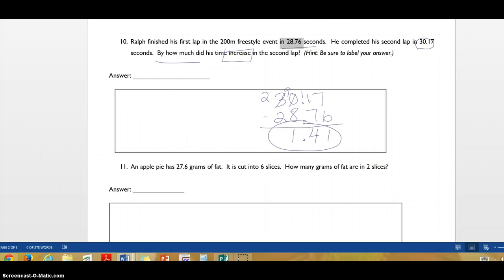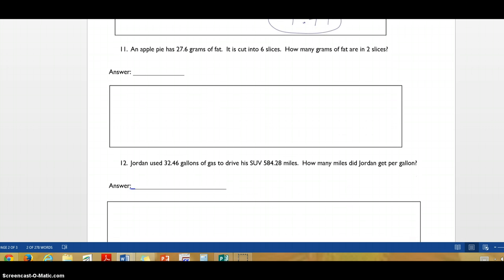So we were trying to find out how much time increase was his second lap. So how much longer was his second lap than his first lap? So we would write, he increased. I just like to use the words that they give us in our problem, just basically mirroring that question. He increased his time by 1.41, and we are talking seconds here, so we write seconds. So our final answer should just be, he increased his time by 1.41 seconds. Now let's go on to our next question.